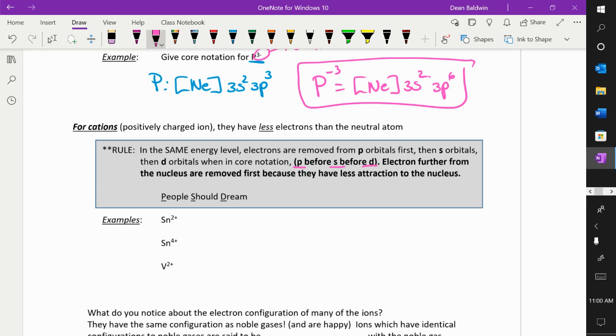Okay? And I'm going to show you a simulation here in a sec, or sometime today, that sort of illustrates the size of these things. So it pulls the electrons from the orbitals that are further away.